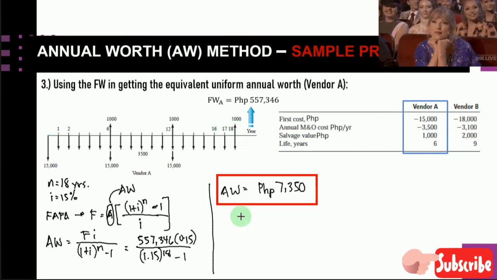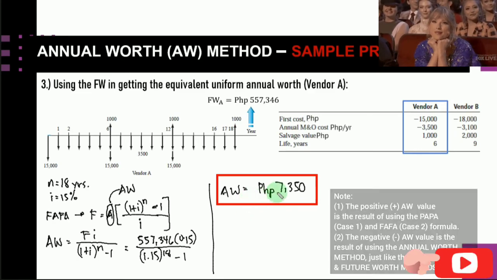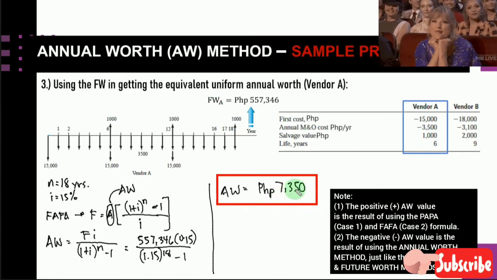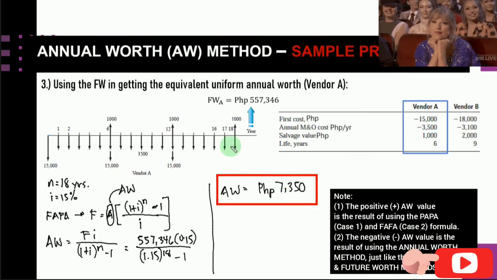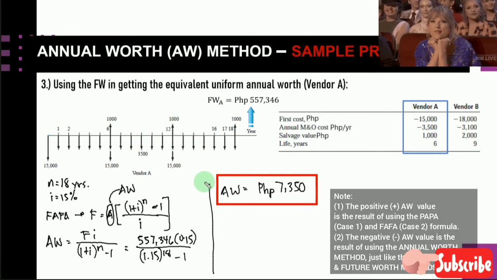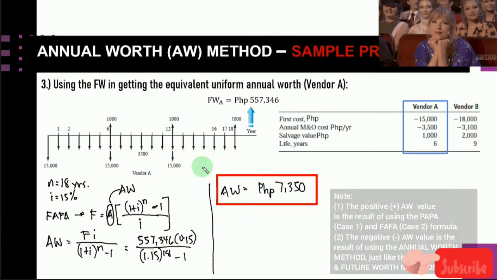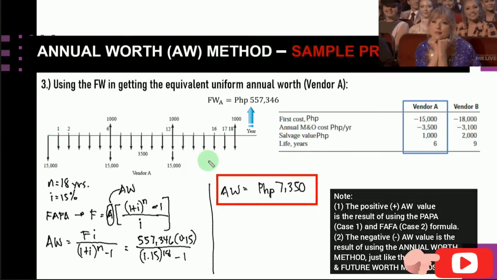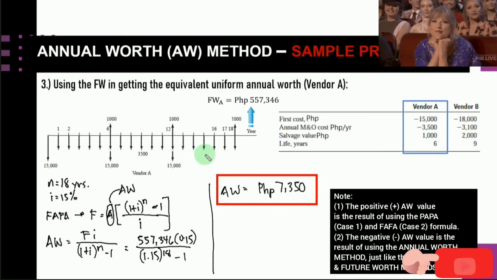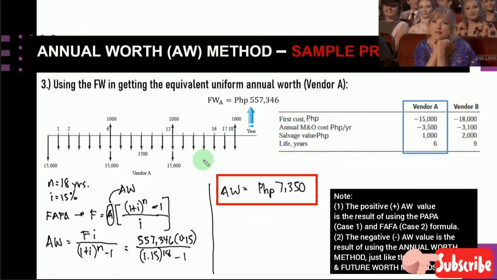So you may wonder, using the present worth, why is it that we have a positive value of 7,350, and using this calculated future worth value we have again positive 7,350, while using the second one here, the one using the life cycle, why is it that we have the negative sign? We are having the negative sign there because we are considering the whole equation of the whole cash flow. So that is why we have arrived at that negative value.